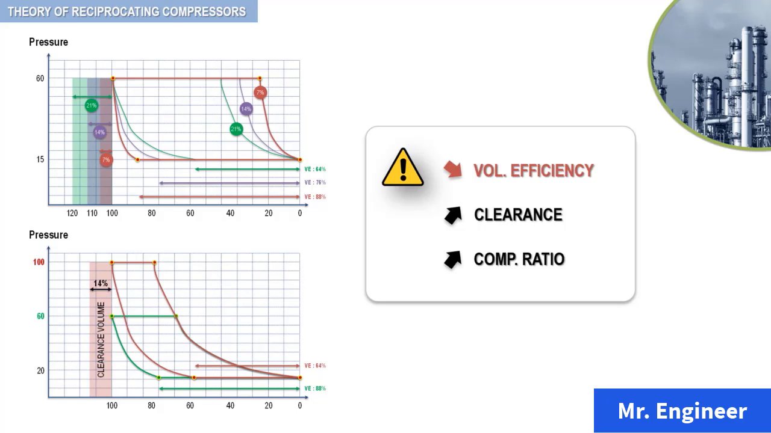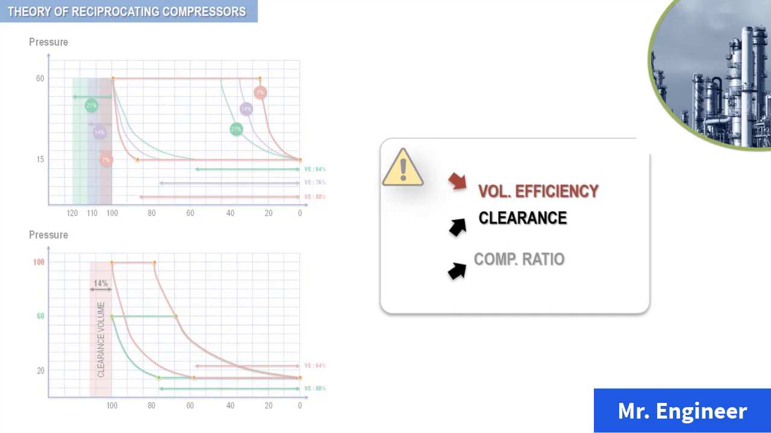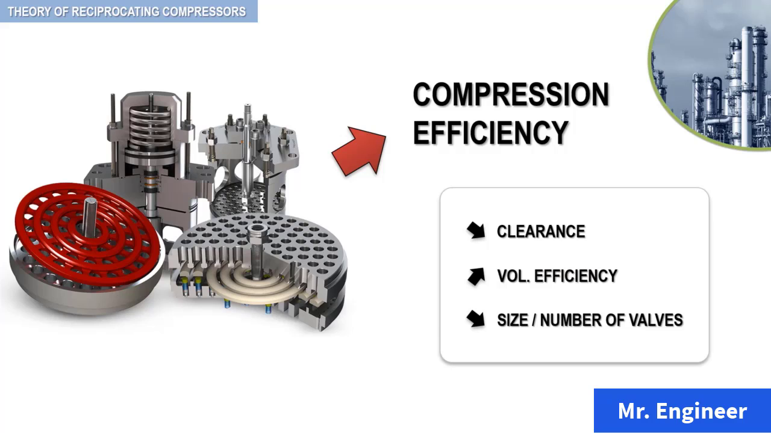Now, just as clearance in a cylinder has predominant control over volumetric efficiency, the valve area has predominant control over compression efficiency. To obtain low clearance and a high volumetric efficiency, it is necessary to limit the size and number of valves. This may tend to lower the efficiency of compression and raise the horsepower. Both factors must be evaluated and perhaps compromises made.